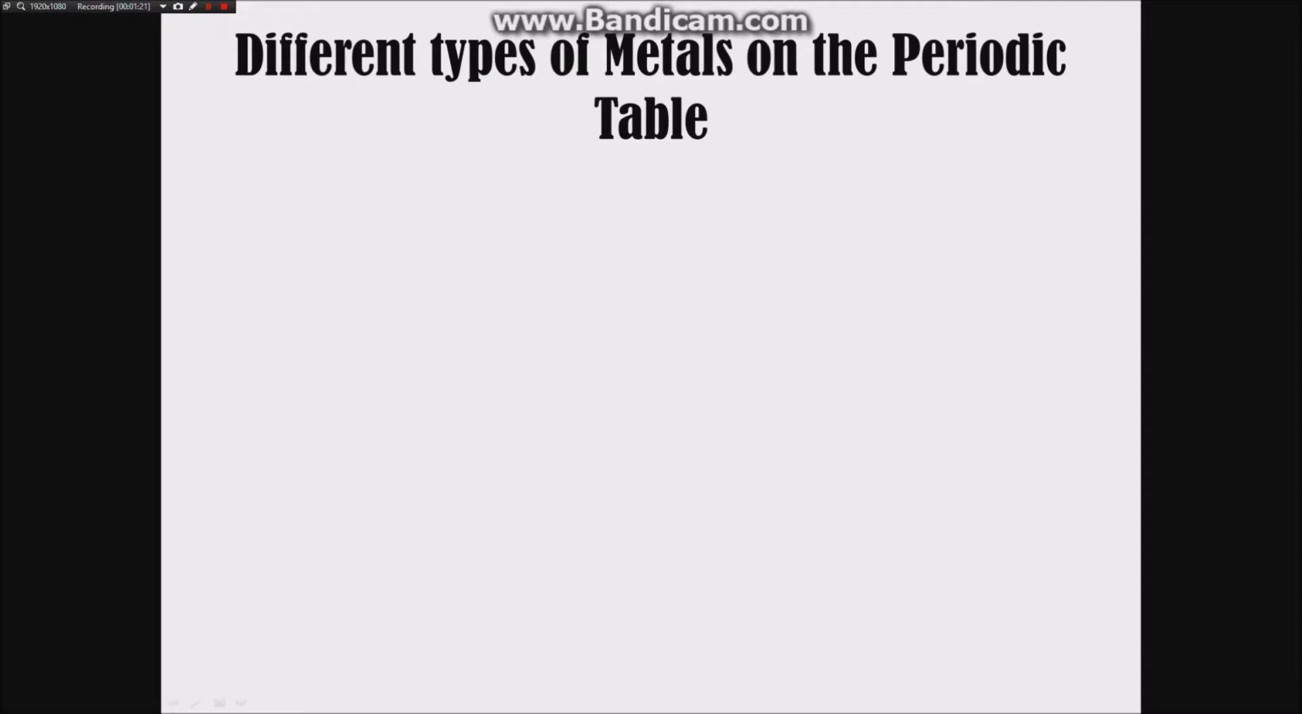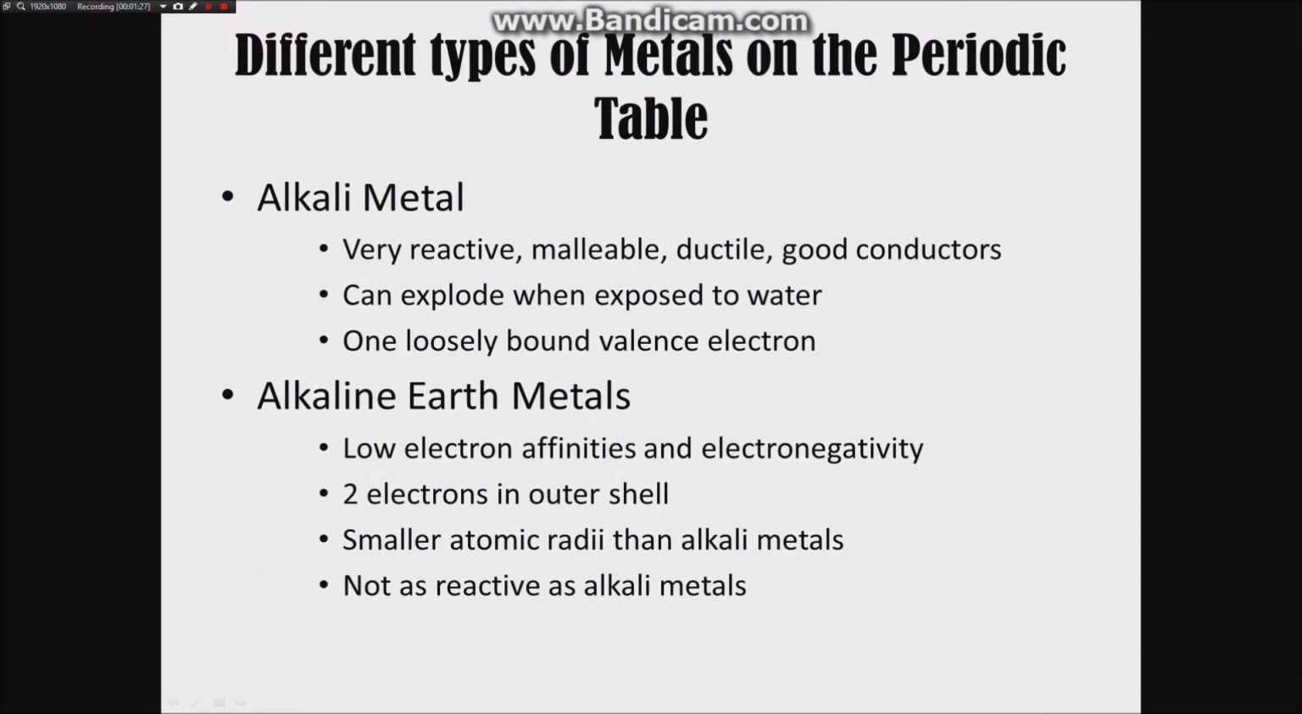Different types of metals on the periodic table. Now we have alkali metals. They're very reactive, which means they will react with almost anything you put them with. They're malleable. That means they're very easy to move. I'm sorry, cannot think today. They're very good conductors. That means they can conduct electricity very well.